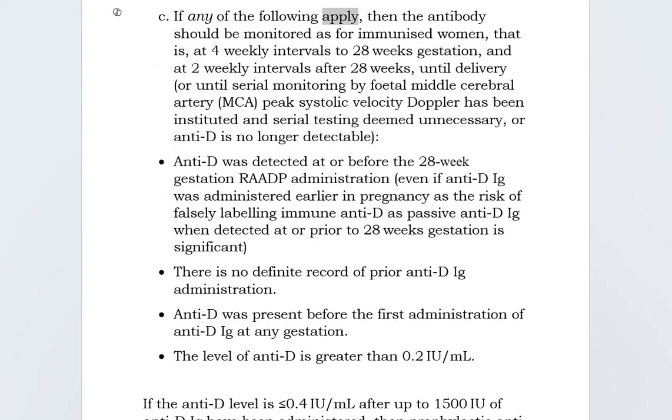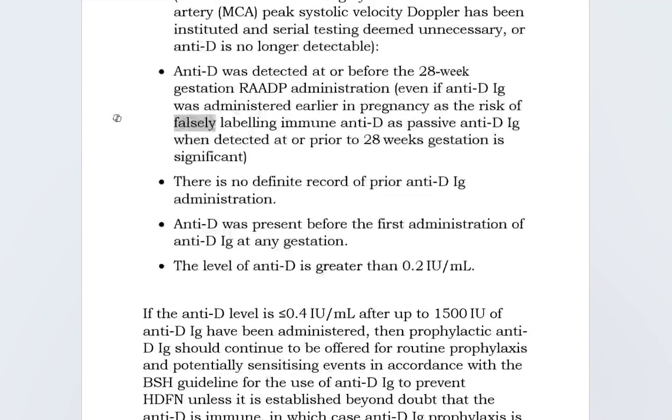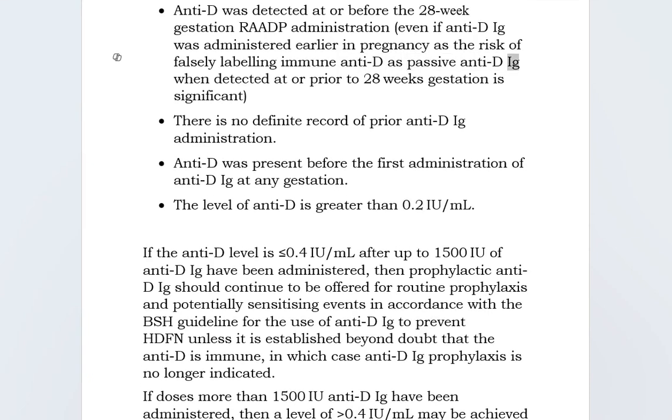If any of the following apply, then the antibody should be monitored as for immunized women, that is, at 4 weekly intervals to 28 weeks gestation, and at 2 weekly intervals after 28 weeks, until delivery, or until serial monitoring by fetal middle cerebral artery, MCA, peak systolic velocity Doppler has been instituted and serial testing deemed unnecessary, or anti-D is no longer detectable. Anti-D was detected at or before the 28-week gestation RADP administration, even if anti-D Ig was administered earlier in pregnancy, as the risk of falsely labeling immune anti-D as passive anti-D Ig when detected at or prior to 28 weeks gestation is significant.